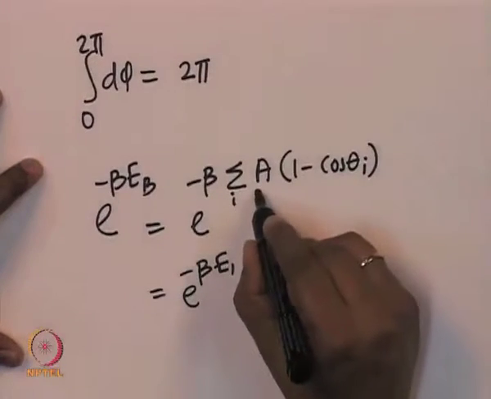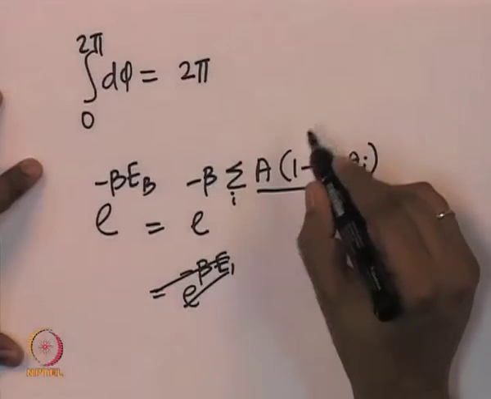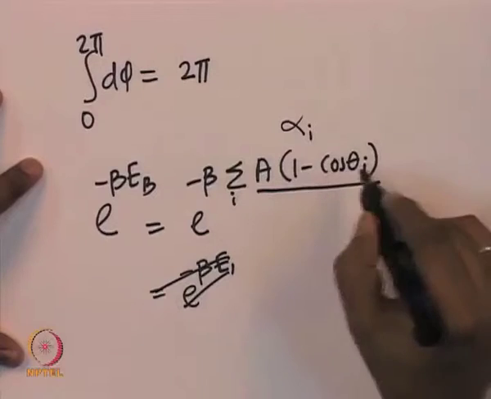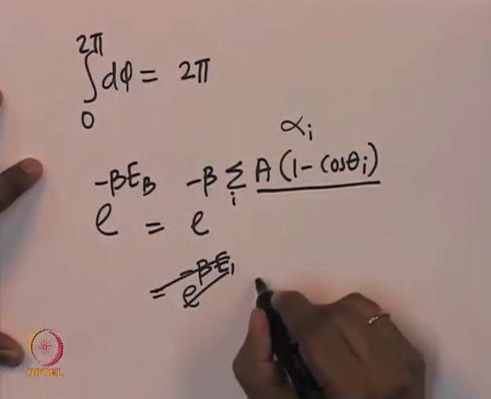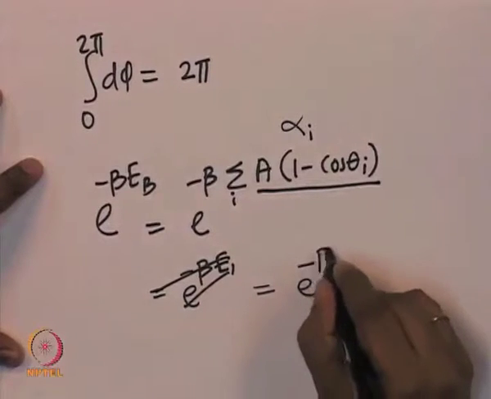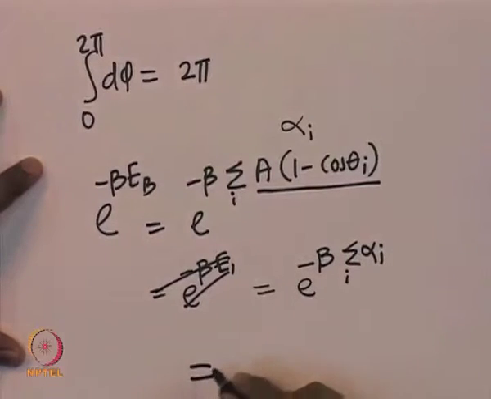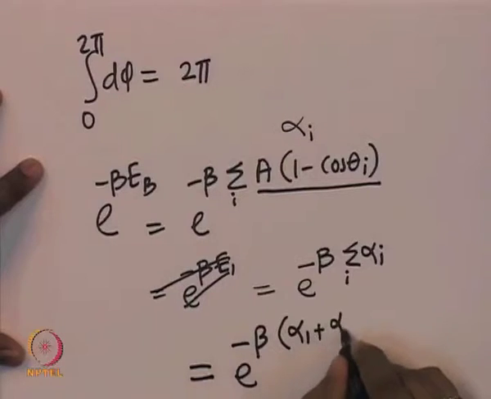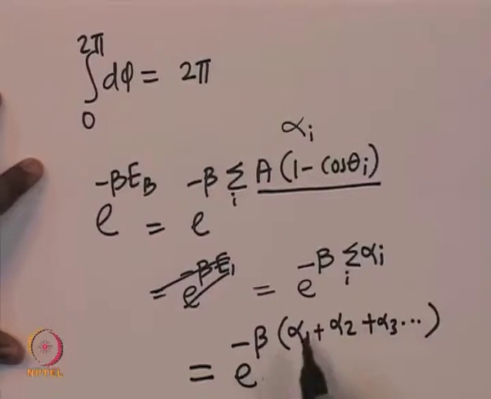So, if we call this part a into 1 minus cos theta_i as alpha_i, this is nothing but e power minus beta sum over i of alpha_i. So, this is nothing but e power minus beta into alpha 1 plus alpha 2 plus alpha 3 and so on. So, e power anything sum can be written as a product.